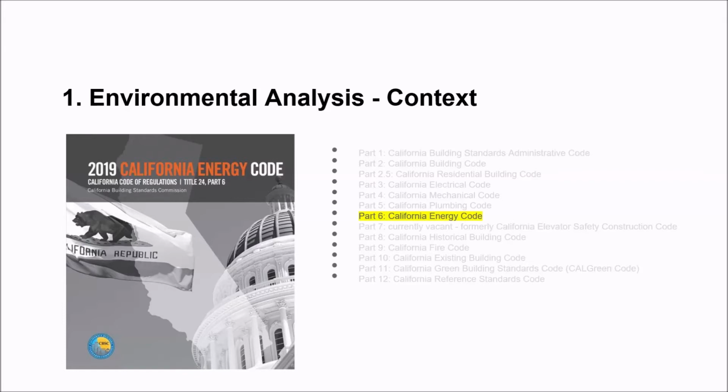When you hear someone say T24 calculations, they are really referring to the calculations required in Part 6 of Title 24. Title 24 refers to all 12 parts of the California Building Standards Code, but no need to get hung up on that. A little bit of history. The California Energy Code was created by the California Building Standards Commission in 1978 as a response to a legislative mandate to reduce California's energy consumption.